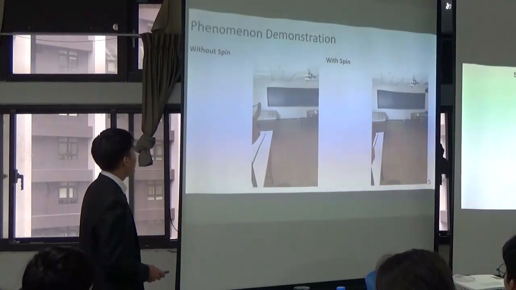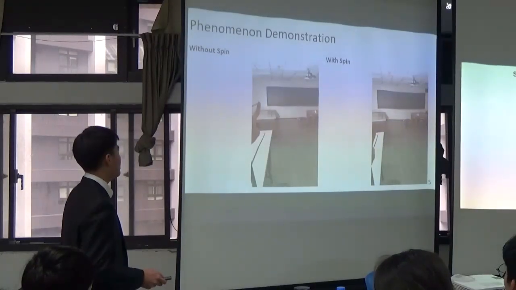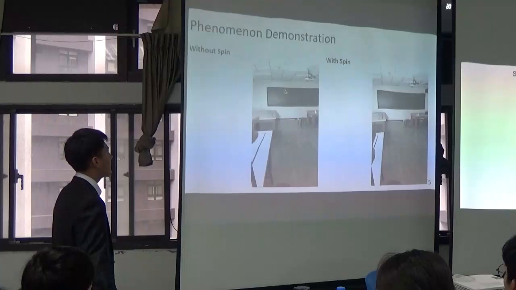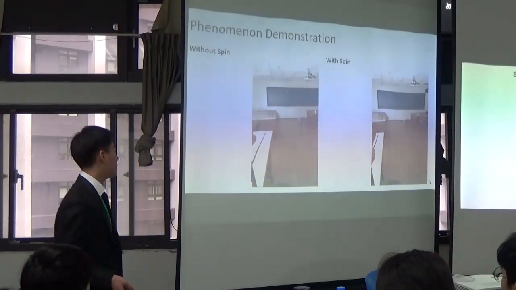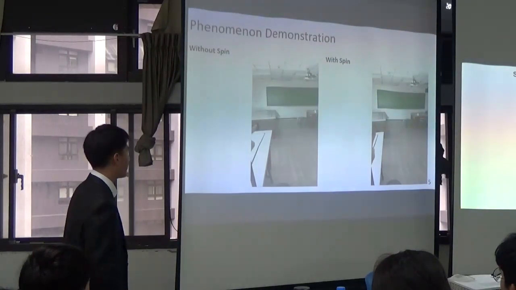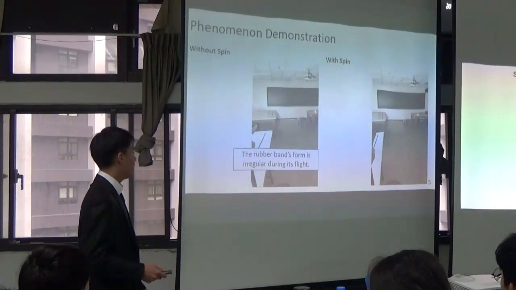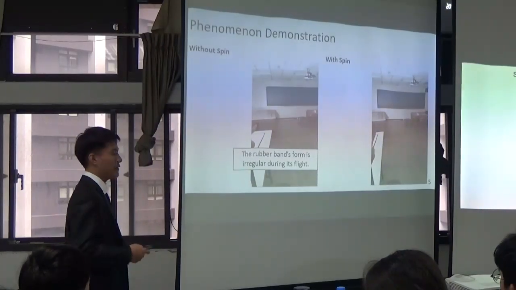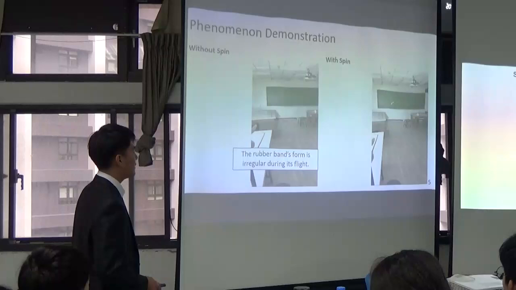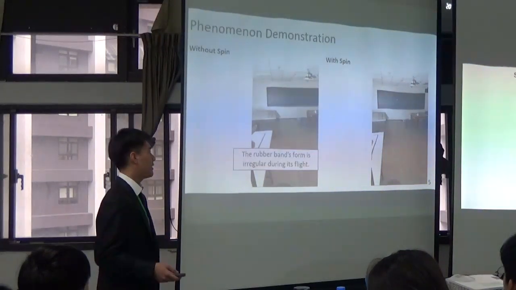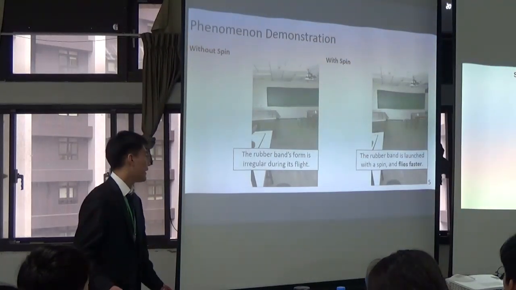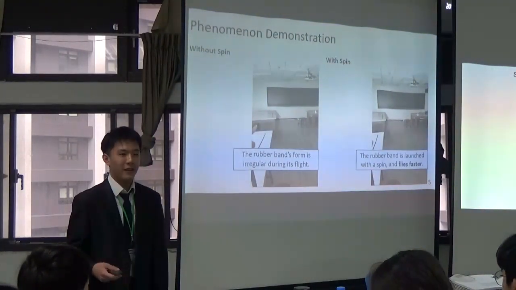And so here's the phenomenon demonstration. This is the demonstration of the rubber band shot without spin. And as you can see, the rubber band's form is very irregular during its flight. And here is the observation of the rubber band shot with spin. So here you see that the rubber band is shot with spin and it flies faster.